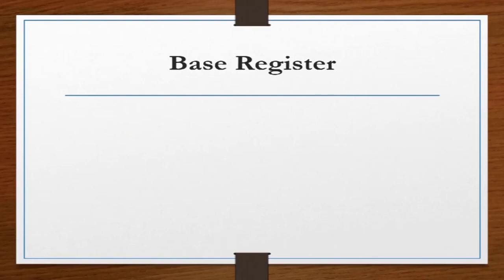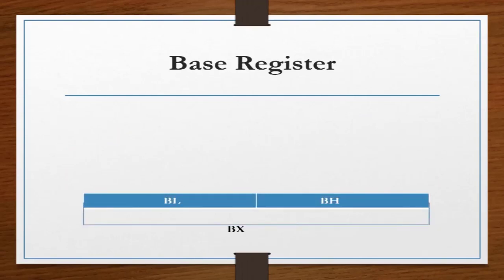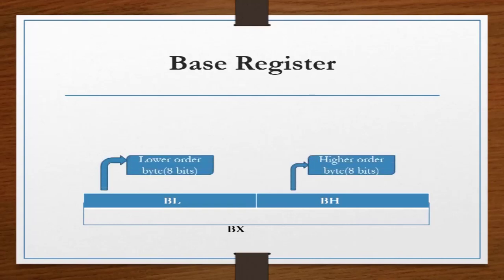The base register contains the BL and BH registers and can be combined to be the 16-bit BX register. BL and BH contain the low-order and high-order bytes. The BX register contains a data pointer or base index for register indirect addressing.